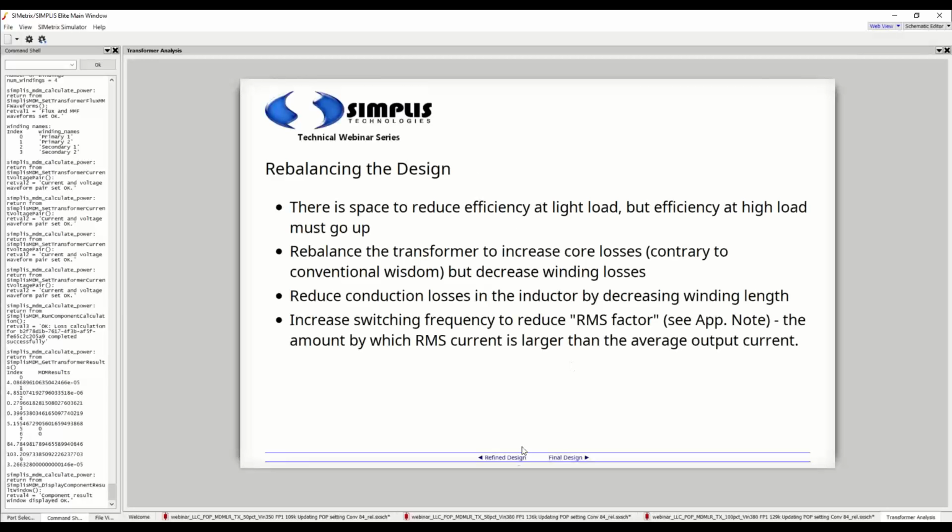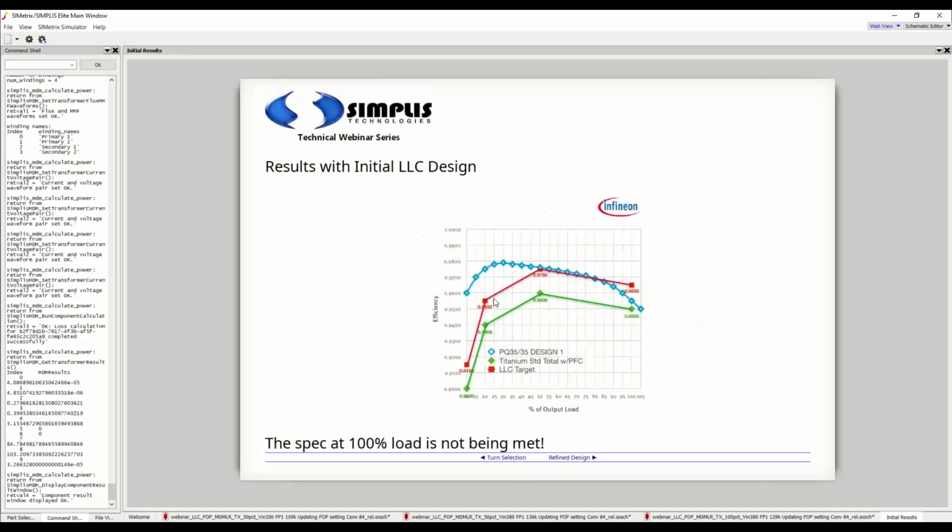So if we look at that curve that we saw here, there is space at light load to basically reduce the efficiency. Red curve is our target, blue is what the first design got. But we have to rebalance somehow those efficiency numbers to move the high load efficiency up.